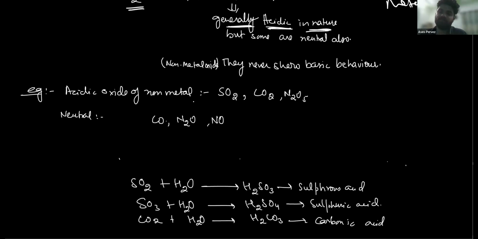So they never form basic oxides. These are the acidic oxides of non-metals. And the neutral oxides of non-metals are carbon monoxide, N2O and NO. Note it down, please. When you're done, let me know.